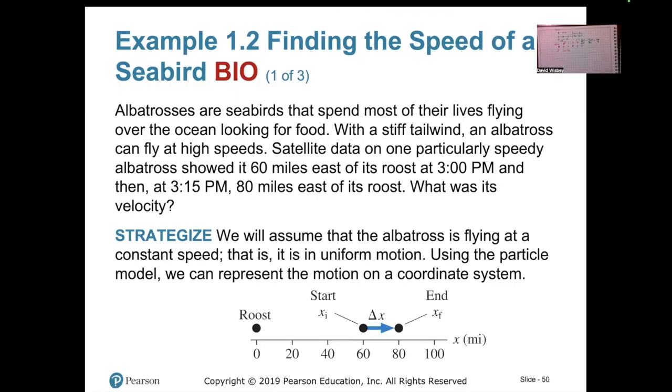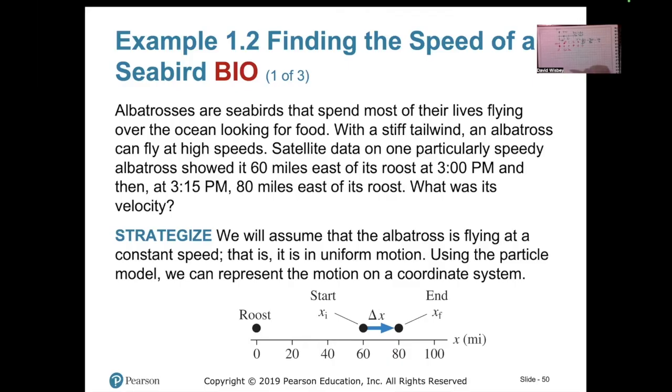Albatross are seabirds that spend most of their lives flying over the ocean looking for food. With a stiff tailwind, an albatross can fly at high speeds. Satellite data on a particular speedy albatross show it 60 miles east of its roost at 3 p.m.